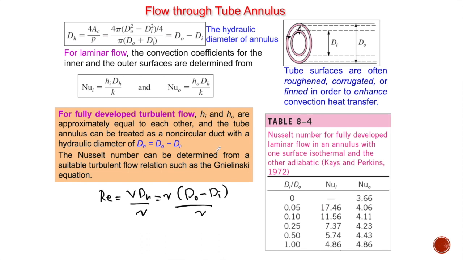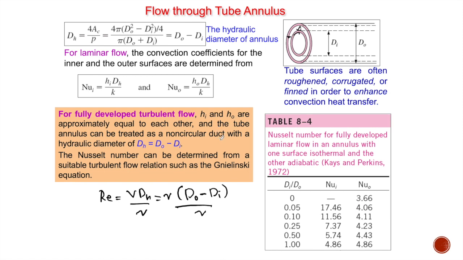For laminar flow, the convection coefficients for the inner and outer surfaces are determined as follows. If you calculate this Reynolds number and get below 2300, you have two different Nusselt numbers: Nusselt number i and Nusselt number o, outer. Nusselt i is h_i D_H over k, and Nusselt o is h_o D_H over k. The difference between these two equations, you may find in Table 8.4, which shows you the Nusselt number for laminar flow.